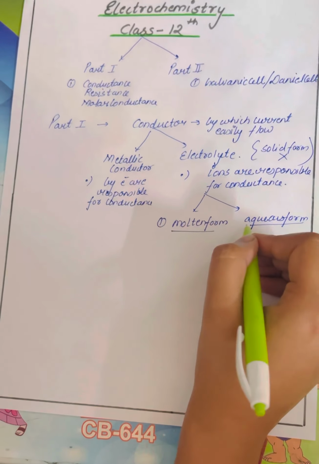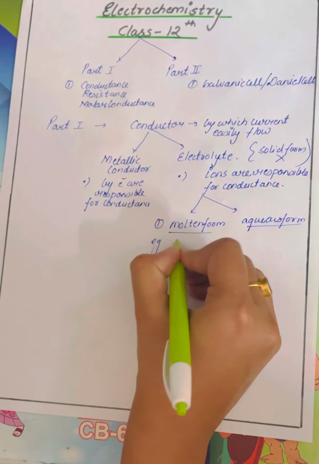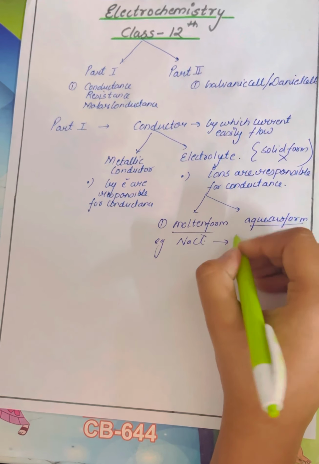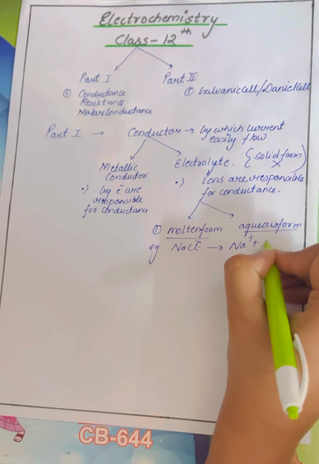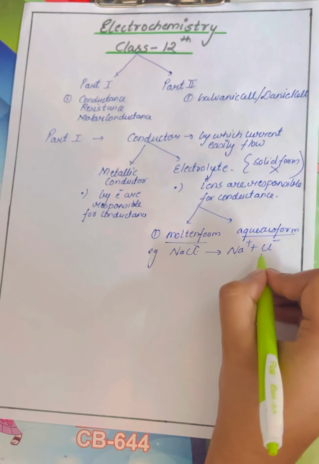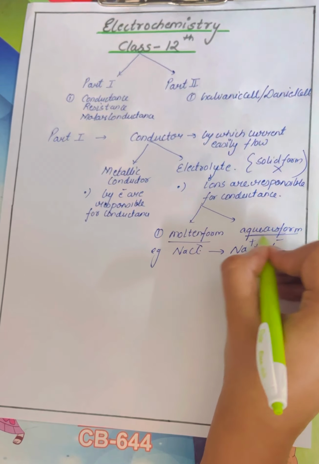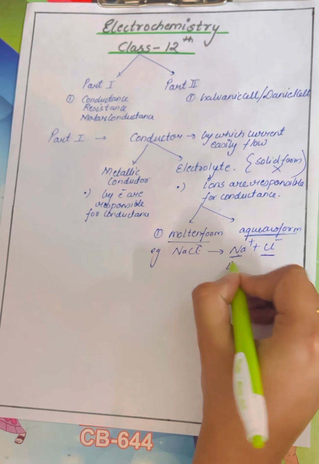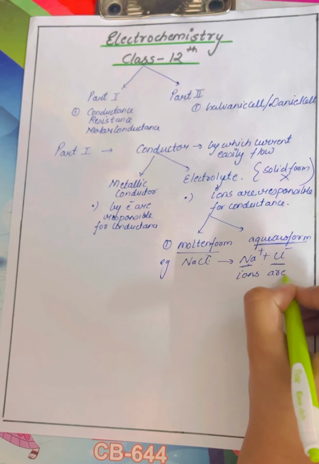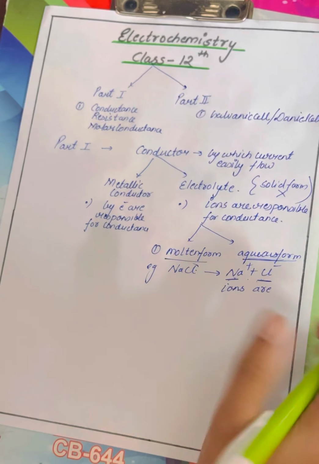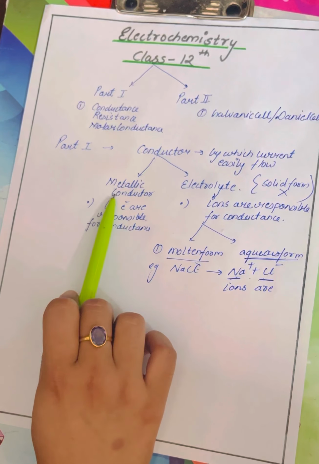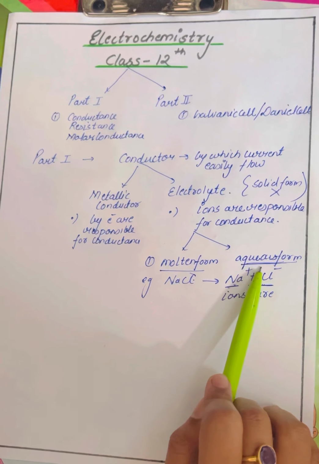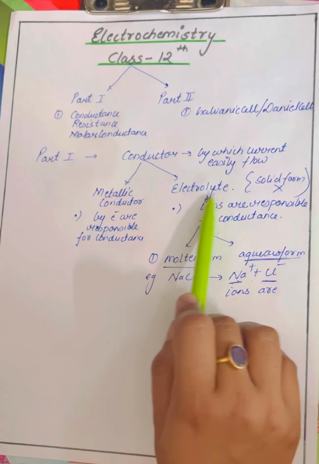So what are the examples of electrolyte? Examples: NaCl. NaCl in molten form becomes Na positive and Cl negative as the bond starts breaking. And in aqueous form, it gets ionized to give ions. And these ions are responsible for carrying current. So we can easily say that other than metallic conductors, electrolytes also carry current in two forms: molten form or aqueous form. But do not take electrolyte in solid form.